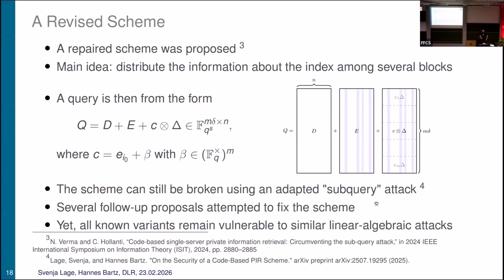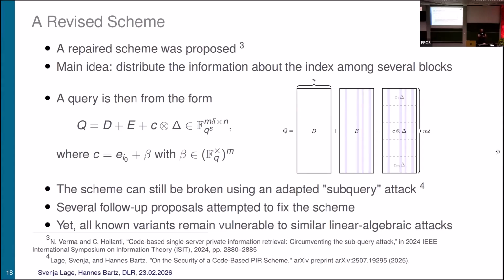So we construct an auxiliary matrix. We do not take out the blocks one by one, but we take the first rows of each block, look at the auxiliary matrix, look again at the rank, and then by doing so, we can again look where the rank drops and recover the index. So it's a bit more sophisticated, but still the subquery attack works.